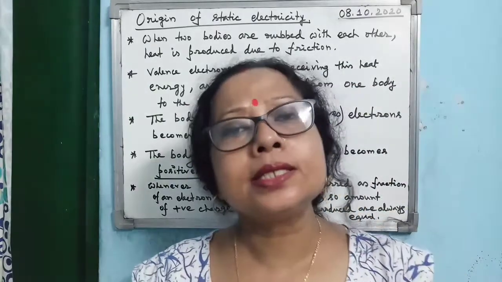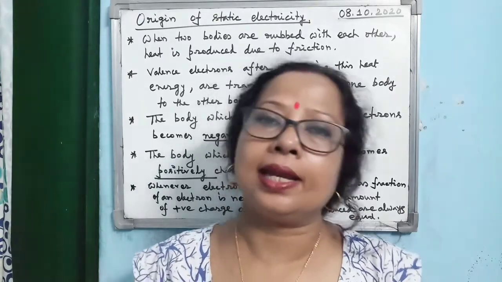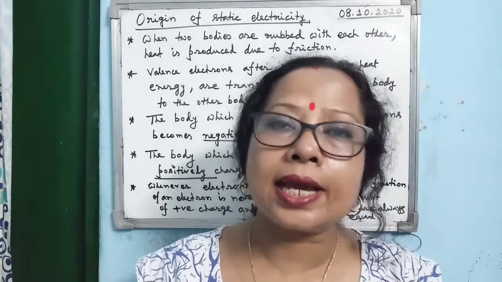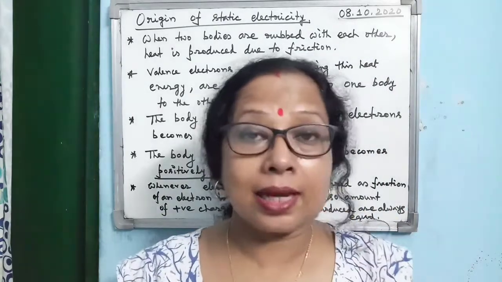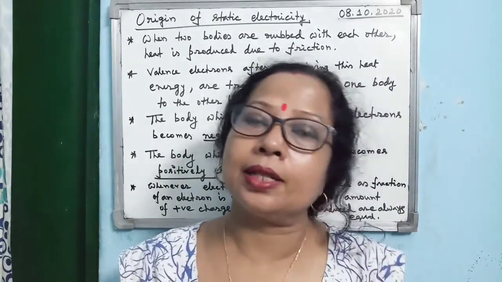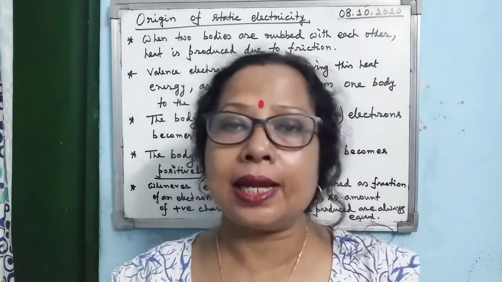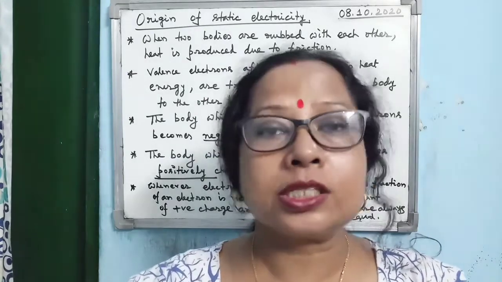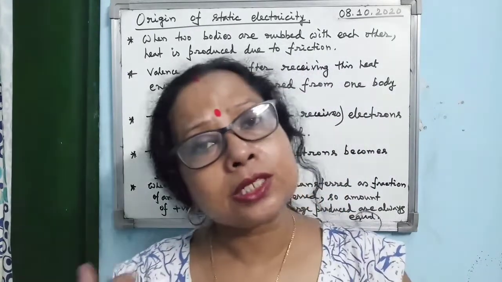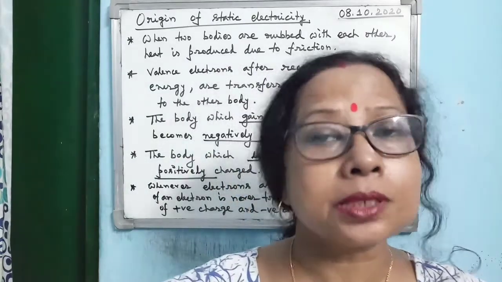So what is happening? The body which is receiving electrons, gaining electrons, is getting extra electrons. Extra protons are not there to balance their negative charges. So the body becomes negatively charged, and the body which is losing electrons, what will happen to the body? The body will become positively charged. Why? Because it is losing electrons, so protons will be extra within the nucleus, so the body becomes positively charged.